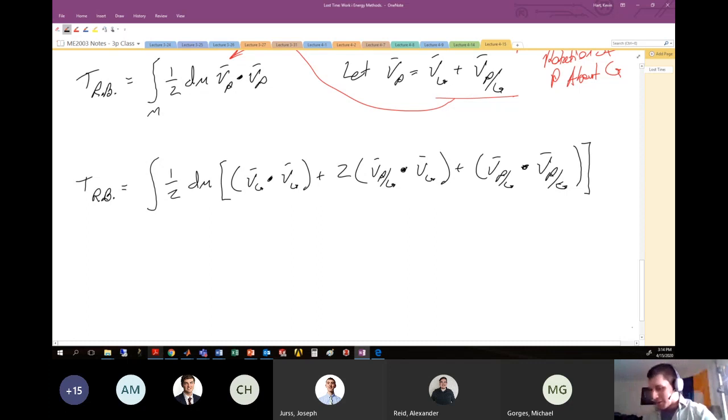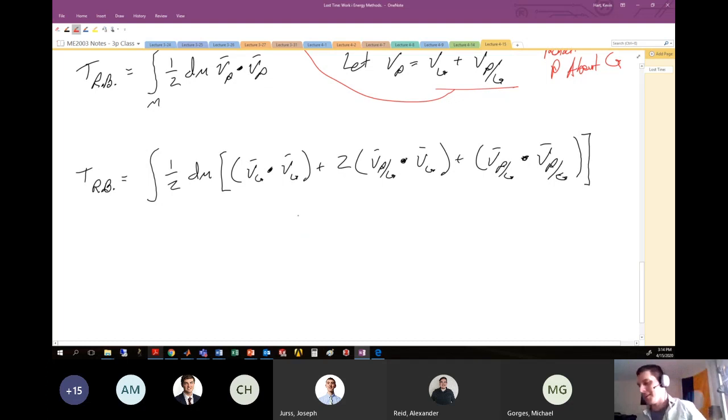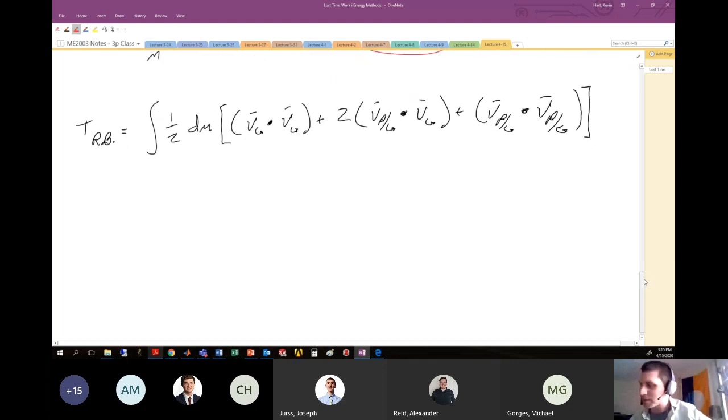Now, each one of these terms, when I look at it, I'm not comfortable. As an engineer, I like to look at a term and ask, what is that thing in real life? What is that thing physically? If I look at this term, what is the integral of dm vg dot vg? I don't know. Or what is this vp relative to g dot vg? I don't know. And what about this one? I don't know. Well, let's see if we can do some math to these and simplify them down.